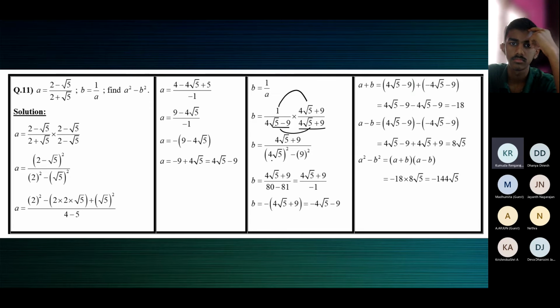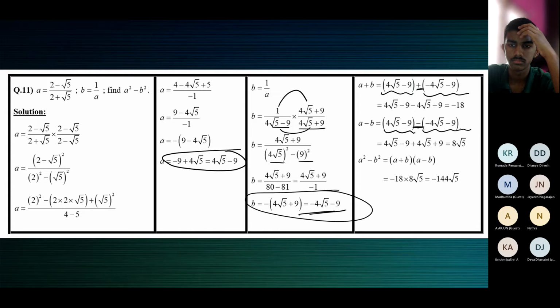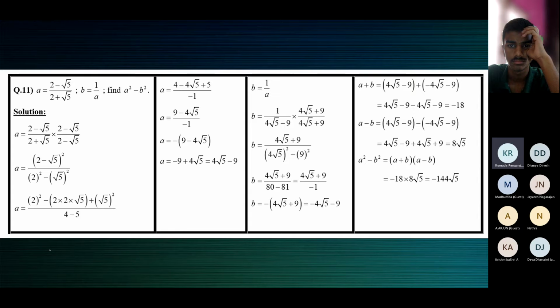Multiply the numerators, multiply the denominators. A minus B into A plus B is A square minus B square. We find B. So see here, A with a rational denominator, B with a rational denominator. Then we find A plus B, then we find A minus B. Then that answer for A plus B into the answer for A minus B gives the product, A square minus B square, which is minus 144 root 5. Is the procedure understood, children?